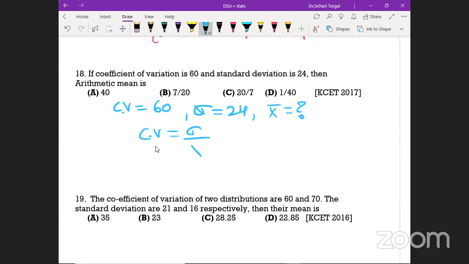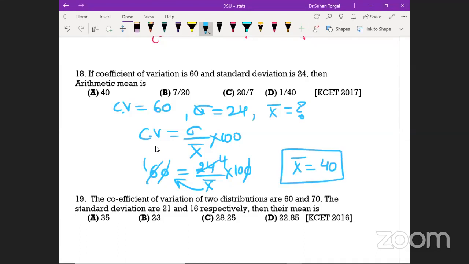CV is equal to sigma divided by x bar into 100. What is CV? 60 is equal to, what is sigma? 24 divided by x bar into 100. 0 and 0 get cancelled. 6 ones are 6, 6 fours are 24. If you take this x bar to the other side, it is 40. X bar is 40. I'll tell you one more thing. Usually the summation will be an improper fraction, right? You can cancel options B and D, because with only one data, 40 number of items will not be there usually, right? Option A is the right answer.